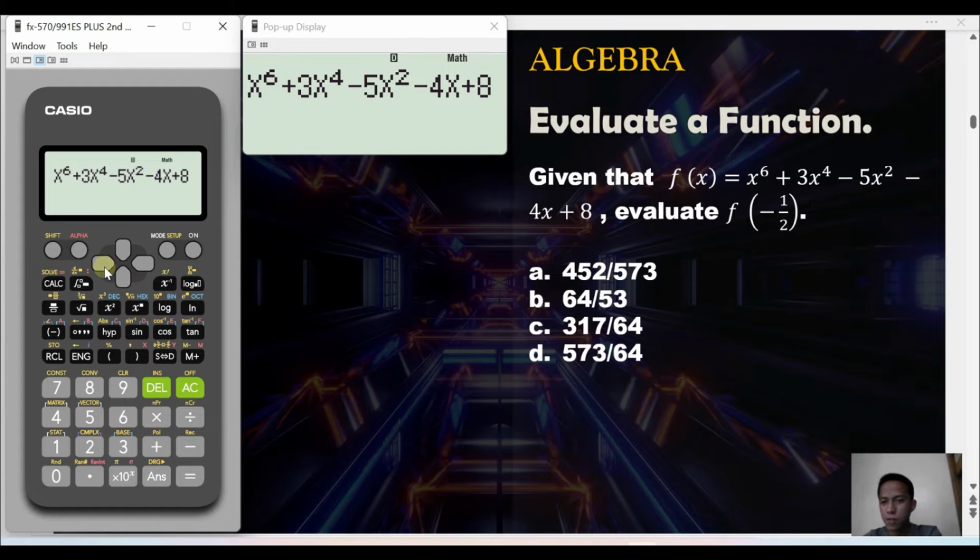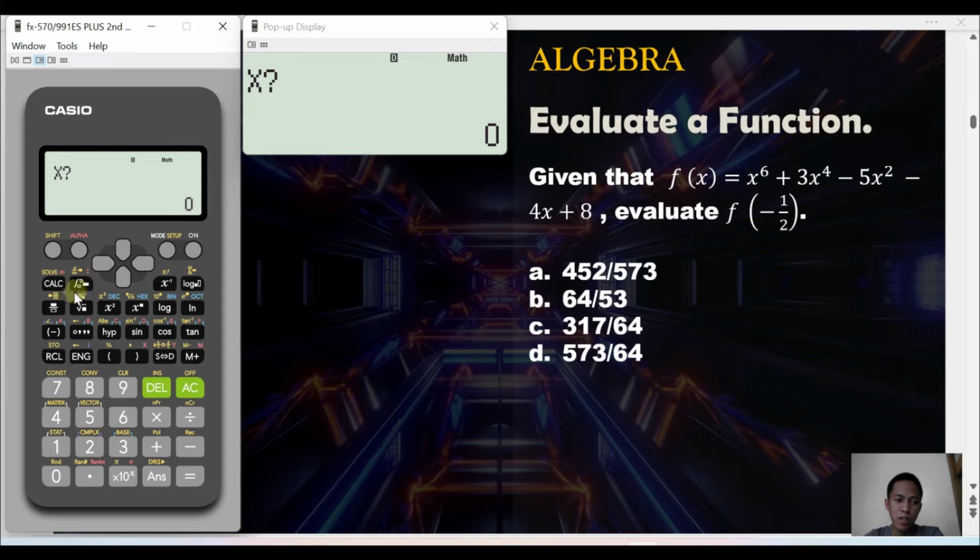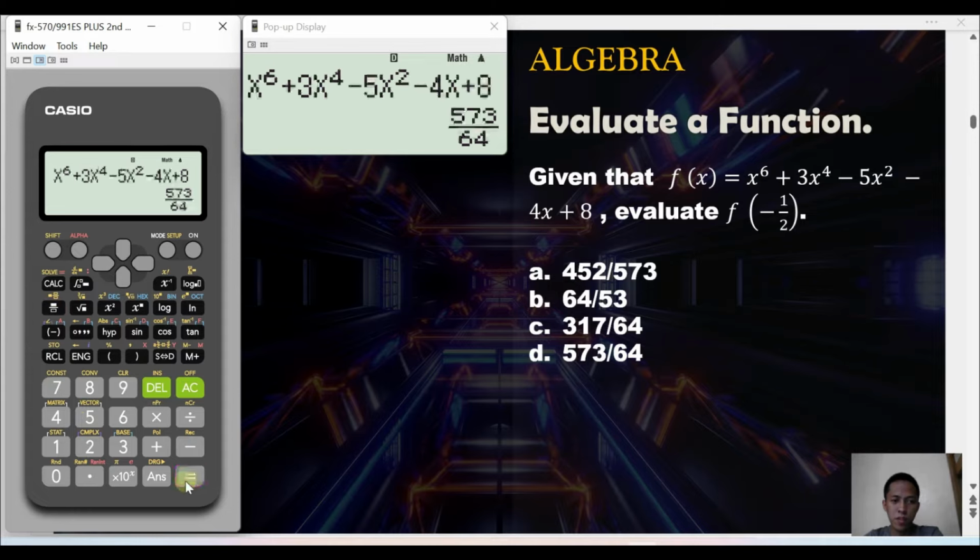Again, guys, let's review the expression to see if it matches the given. That's the strategy too, guys: double check anything in your calculator before pressing equals. After you check that it is correct, press CALC and the calculator will ask again what the value of x is. So, that is negative 1/2. Okay, negative 1/2. So, we press equals, guys. That gives you 573/64. So, that is letter D.